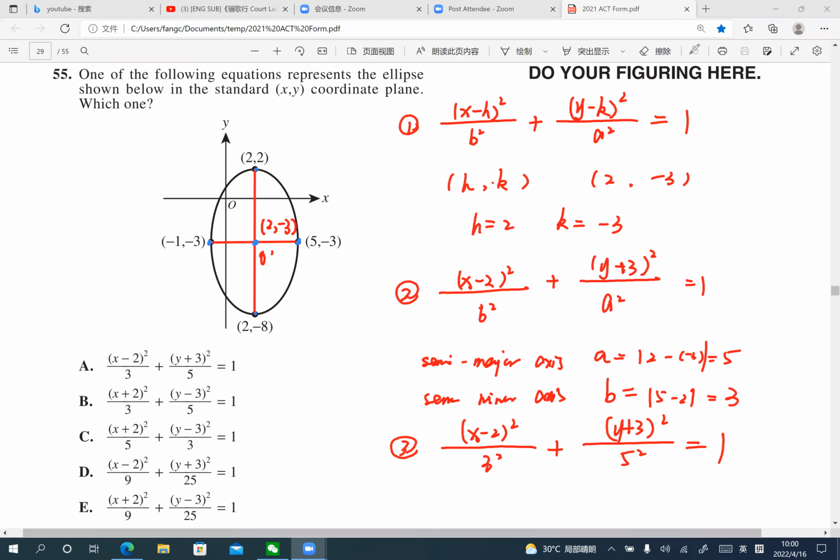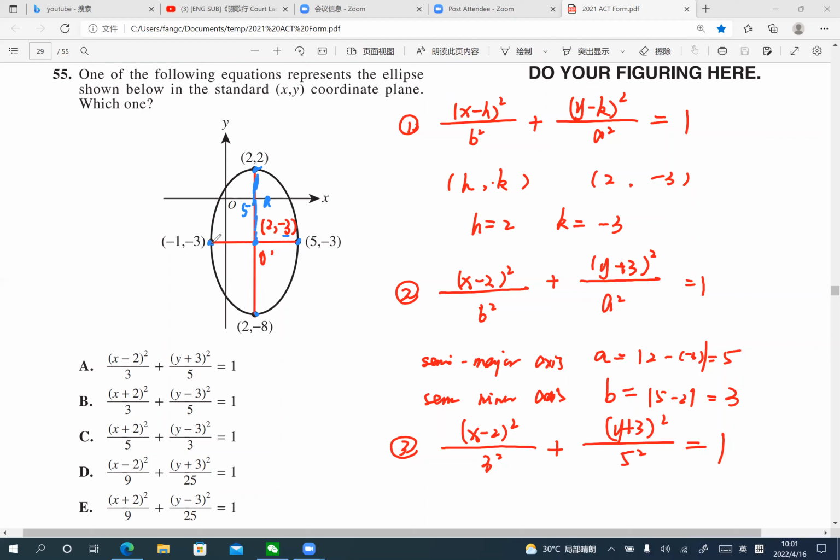Question 55. Which one of the following equations represents the ellipse shown below in the standard xy coordinate plane? From the graph, we can tell the center of the ellipse is O prime, and the coordinates of the center are 2 and negative 3. After we observe the 4 vertices of the ellipse, we can also tell the semi-major axis is this part. We call it A. The length of the semi-major axis A equals 2 minus negative 3, which is 5. So the semi-major axis is 5.